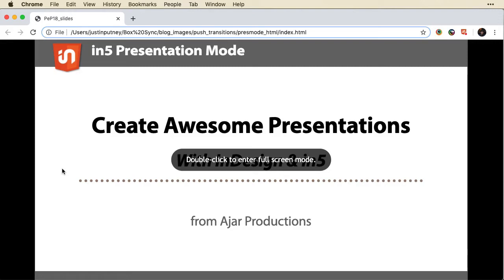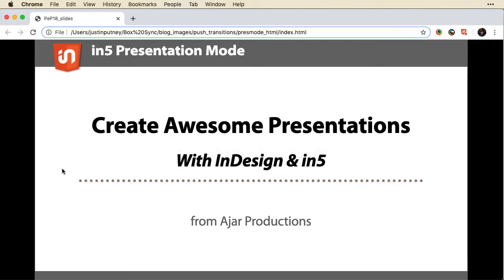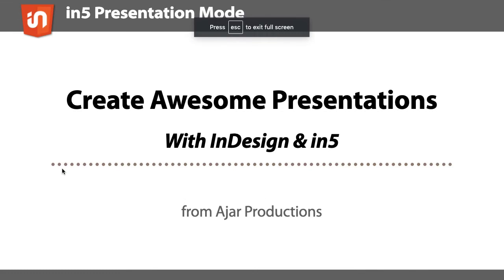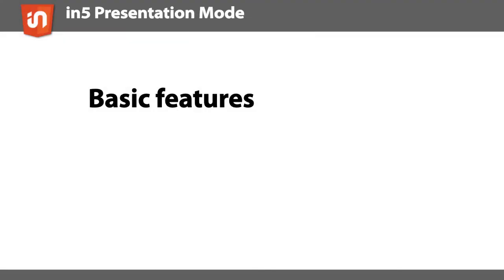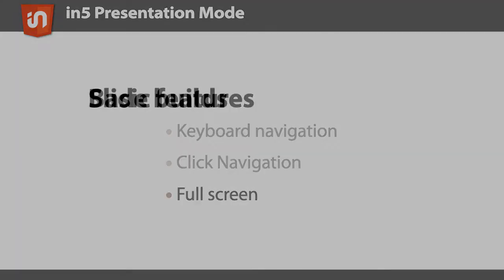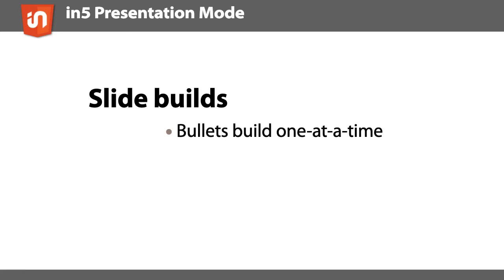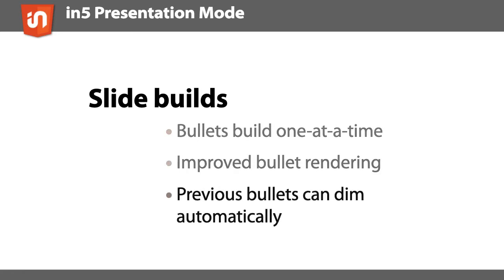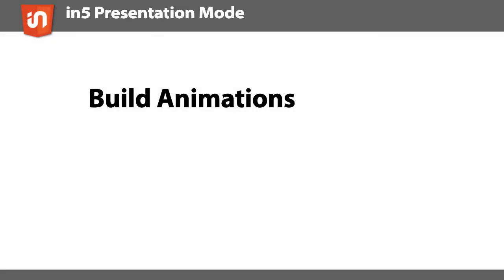Presentation mode lets your document run like a presentation, so I can double-click and go into full screen. Now I'm going to use my keyboard to navigate through the pages, but they actually appear as slides here. I'm clicking Next, and it is loading my bullets one at a time, and also dimming the last bullet. That's an optional setting. And then, in addition to building bullets one at a time, you can also build animations.